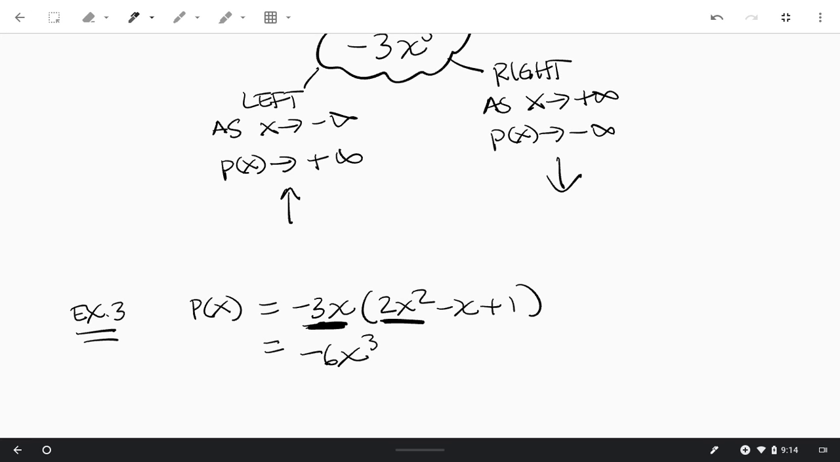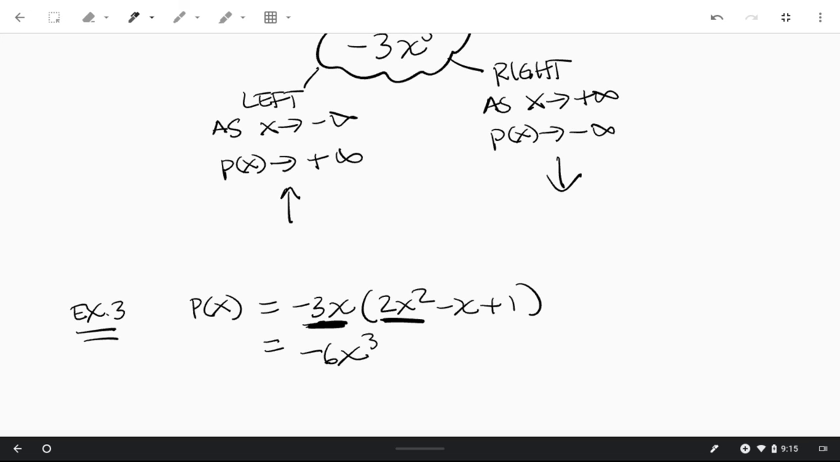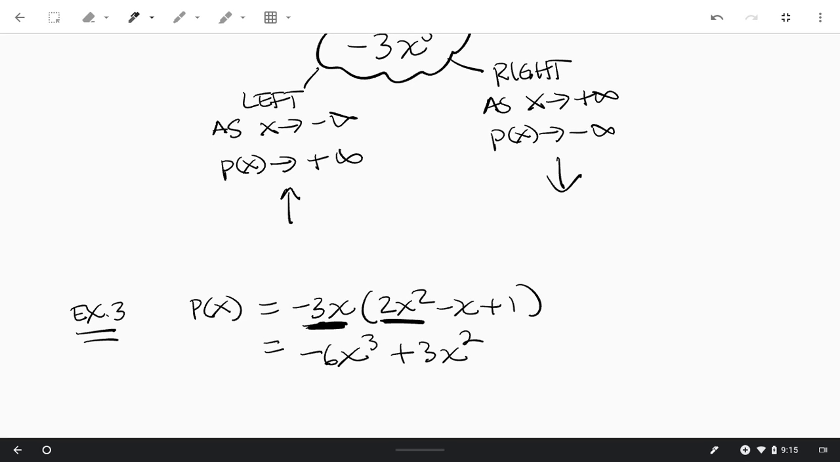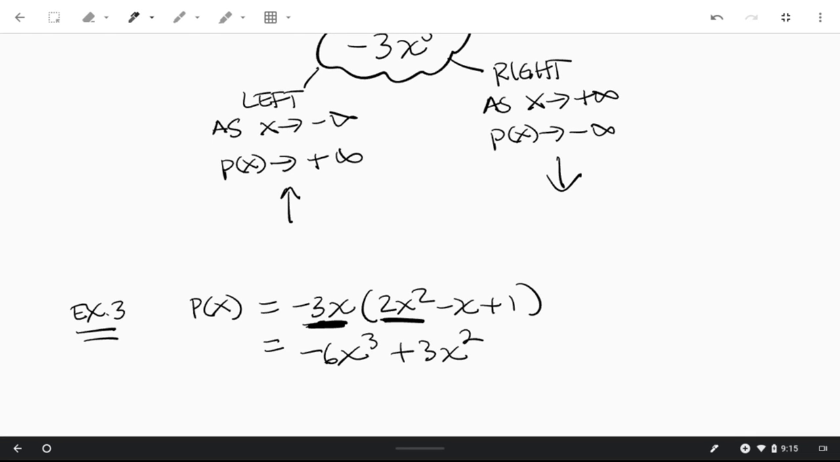And that's all I need. If you want to multiply the rest of it out, you get plus 3x squared minus 3x. But I don't need all of this. I only need that leading term, so you don't actually have to multiply that out. I'm going to go ahead and erase that because I don't need these. I only need the leading term.